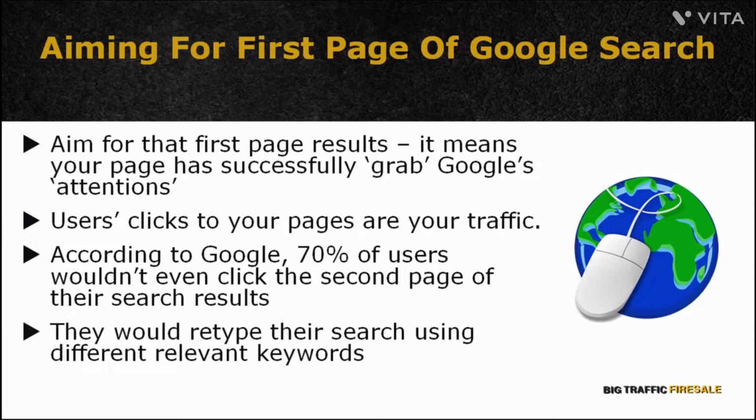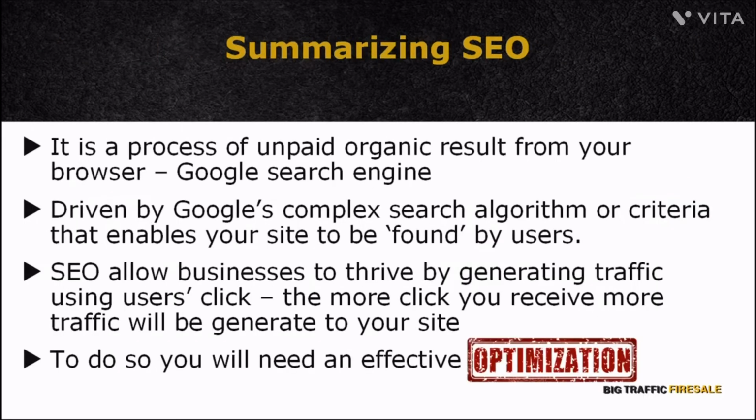Research shows that 70% of Google users wouldn't even click the second page of their search results. If they can't find it on the first page, they would retype their search using different relevant keywords. Thus, the cycle continues. So let's do a small recap of SEO. As mentioned, it is a process of getting that unpaid organic result from your browser, in this case Google Search.